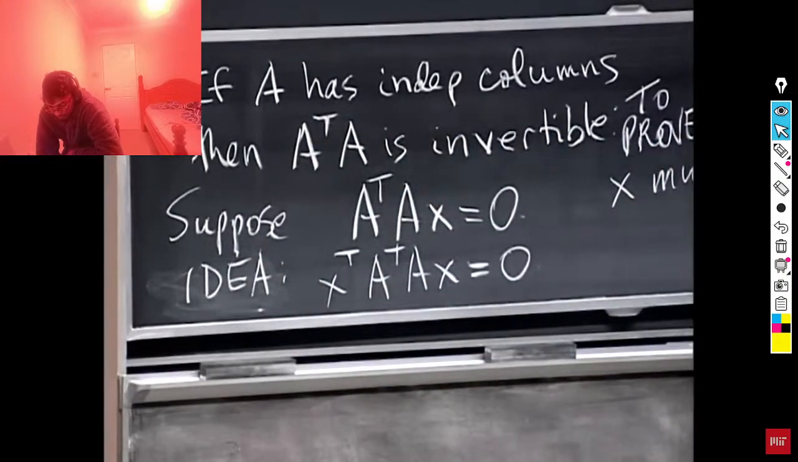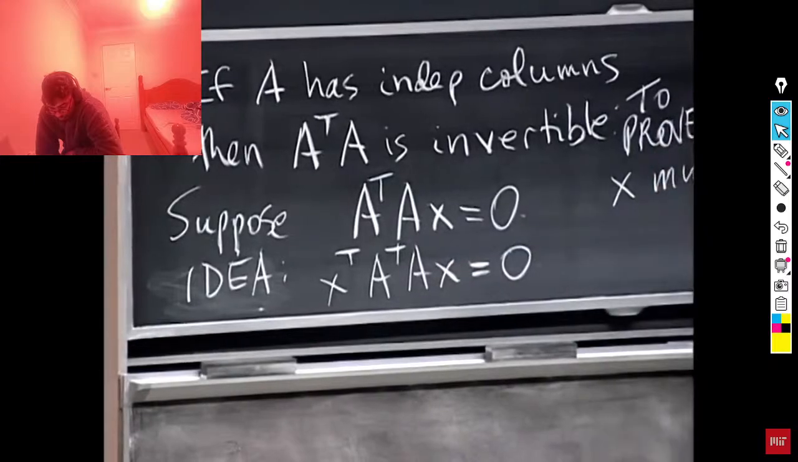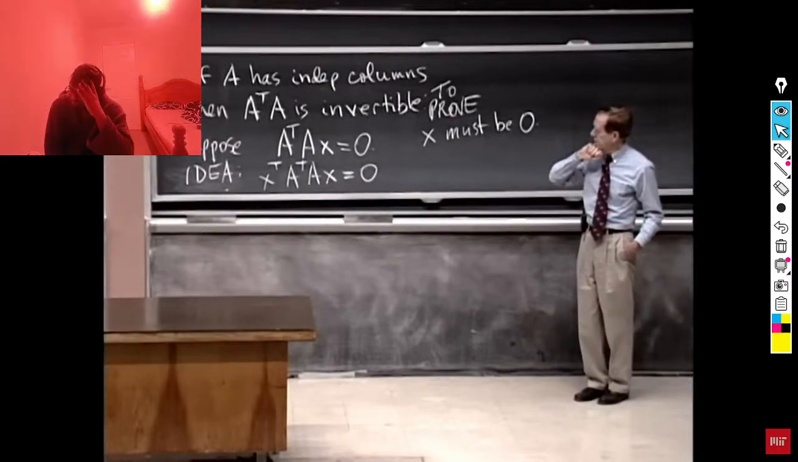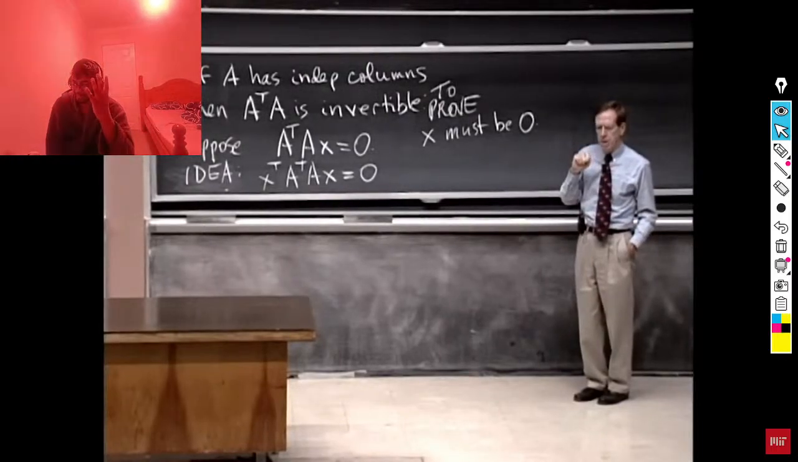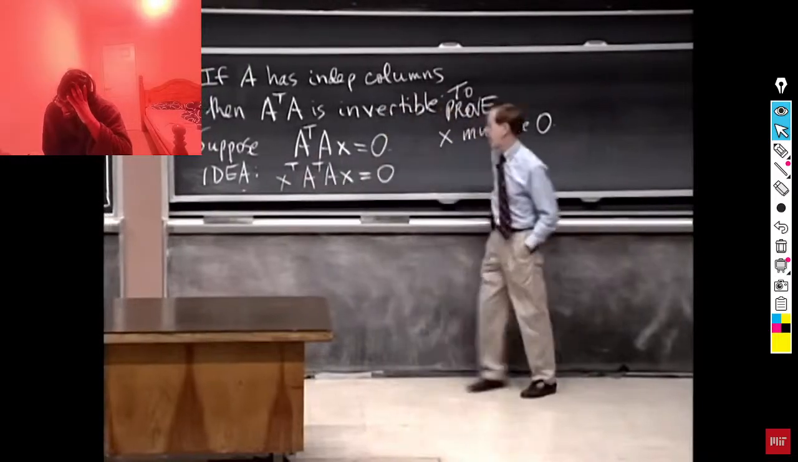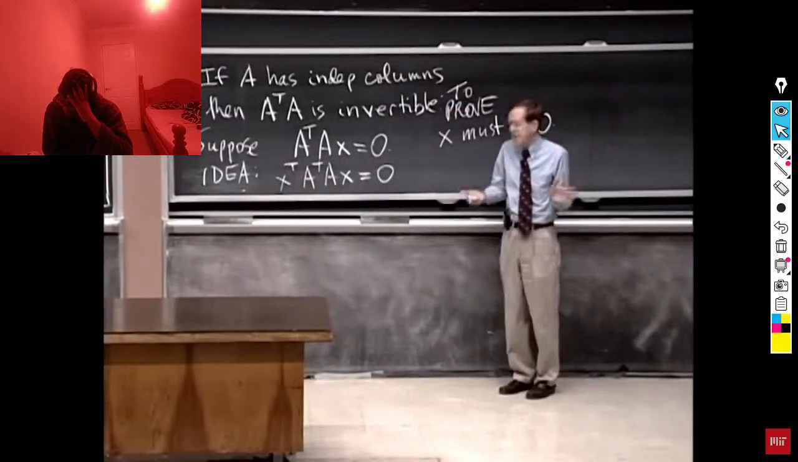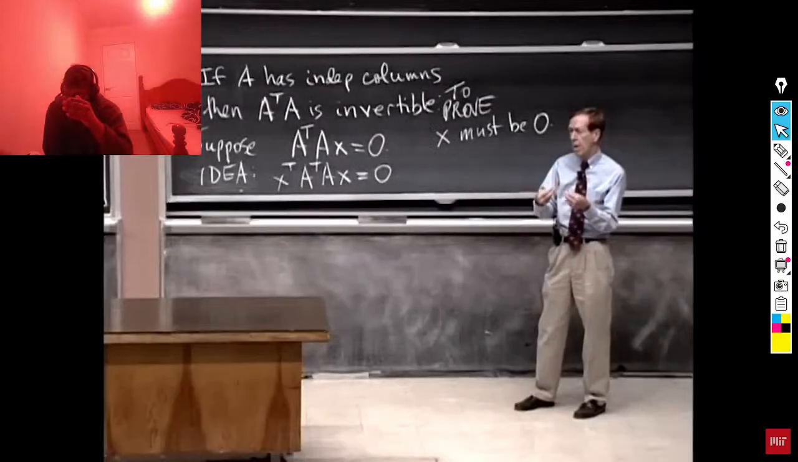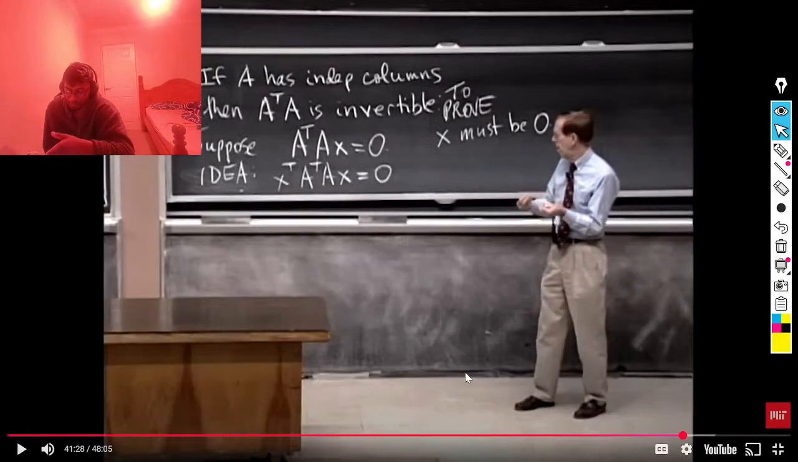Now, I got to that equation, x transpose A transpose A x equals 0, and I'm hoping you can see the right way to look at that equation. What can I conclude from that equation? What is x transpose A transpose A x? Do you see what it is?